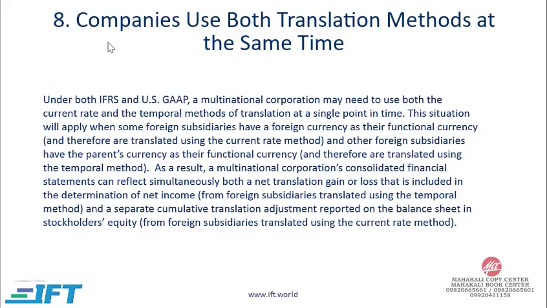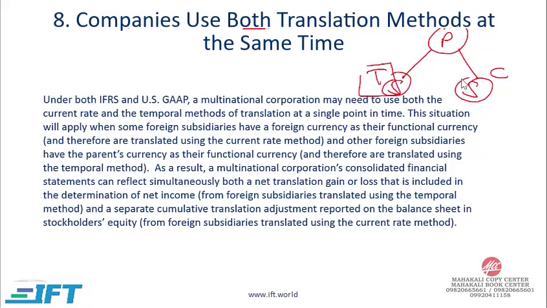Section 3.6, companies use both translation methods at the same time. And I want you to read this. This is an excerpt from the curriculum, but the core point is this: you can have a parent company with multiple subsidiaries. With one subsidiary, the temporal method makes sense. With the other subsidiary, the current rate method makes sense. And it is perfectly acceptable. And in fact, companies do use both methods. So that means that you will see translation gains and losses in the income statement, as well as translation adjustments in the equity part of the balance sheet.